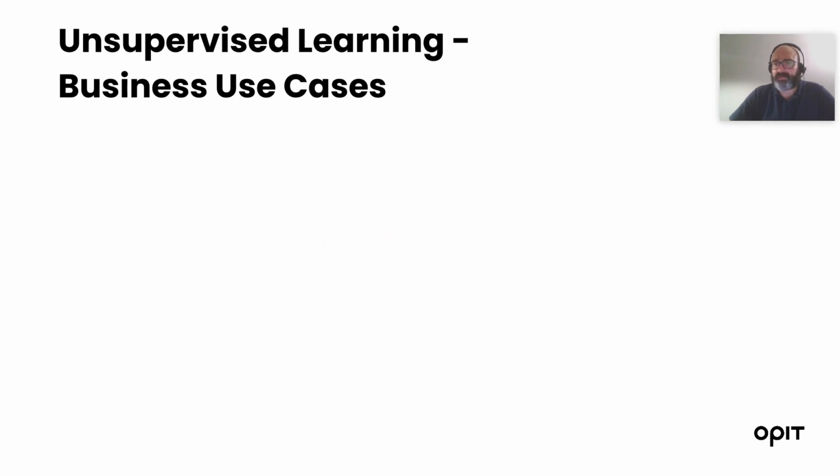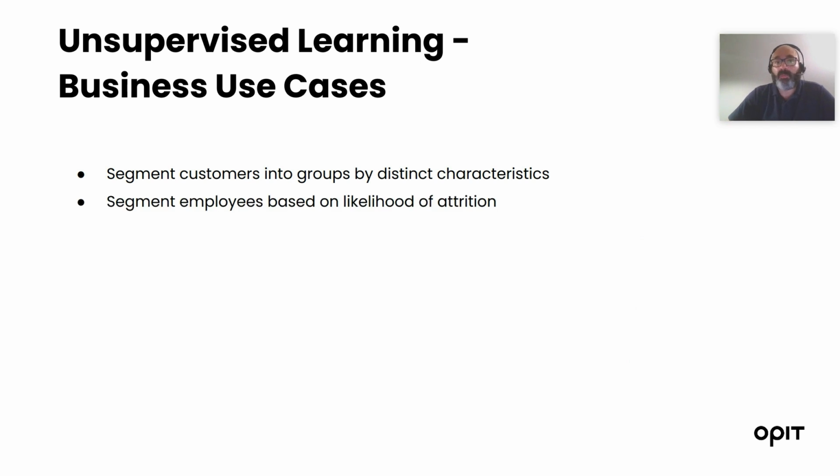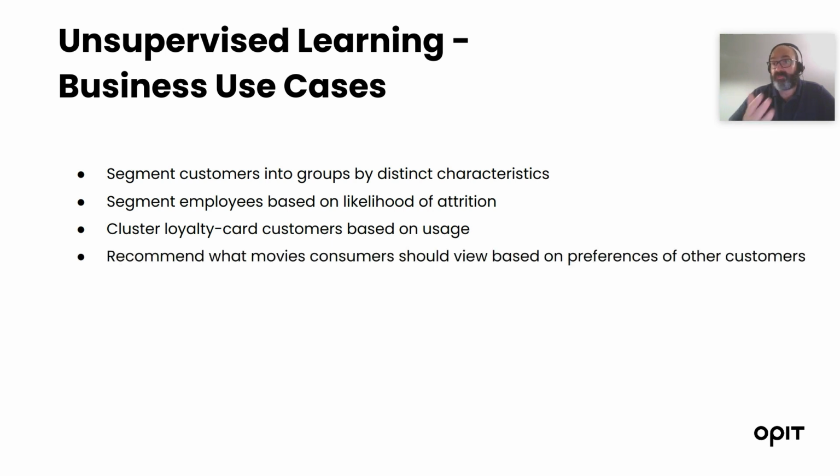What are the business cases for unsupervised learning? Of course, as we said, and this is one of the most important, to segment customers into groups by distinct characteristics. We can also segment employees based on the likelihood of attrition, which means people that are likely to leave the company soon. We can also cluster customers based on their usage of loyalty cards. A very famous business case for unsupervised learning is to recommend movies based on what other customers have seen.